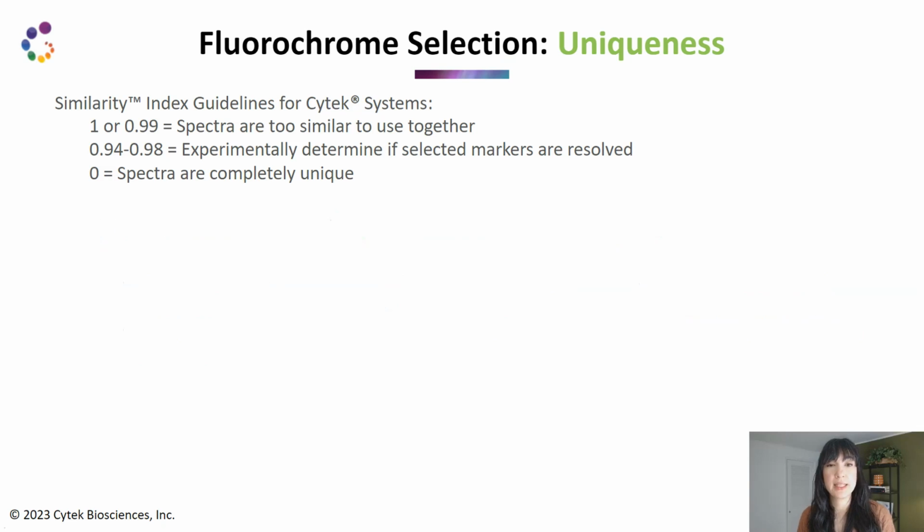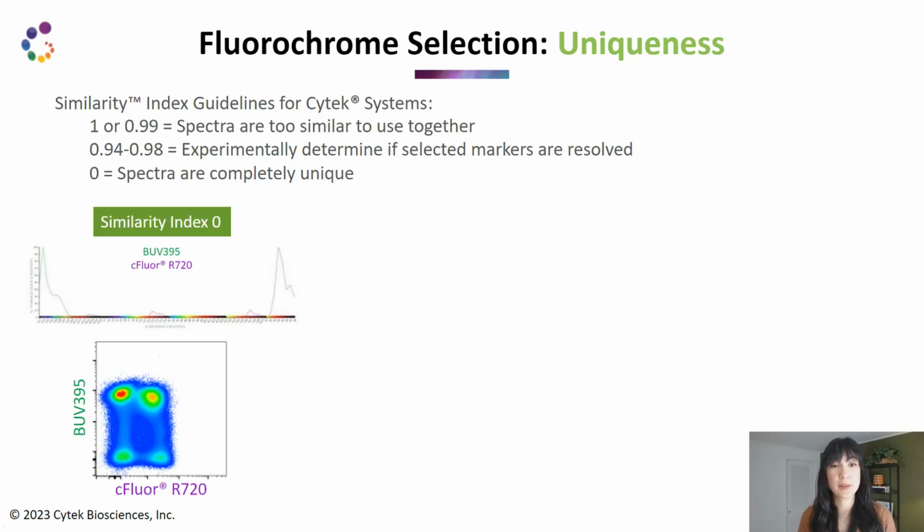So in terms of the uniqueness, if you're using a Cytek system, we try to make this super easy for you. And the way we do that is we give you this value called the similarity index. So that's a value that's between 0 and 1, and it compares 2 fluorochromes. Let's go through some examples. So we have BUV395 in green and SeaFluor R720 in purple. If you look at that second plot in the middle there, you can see there's no overlap between these 2 fluorochromes. So because there's no overlap, we have a similarity index of 0.